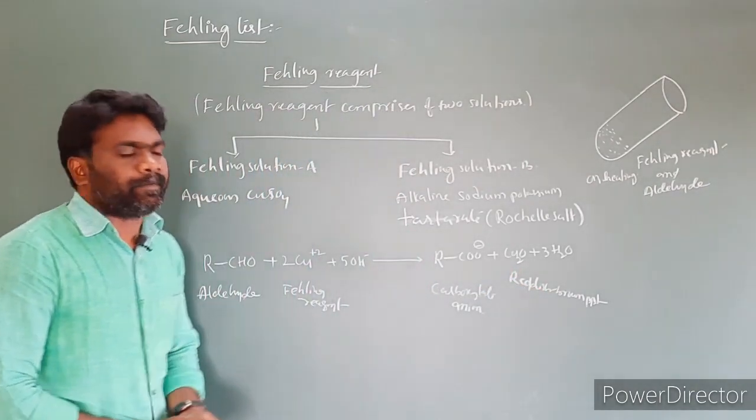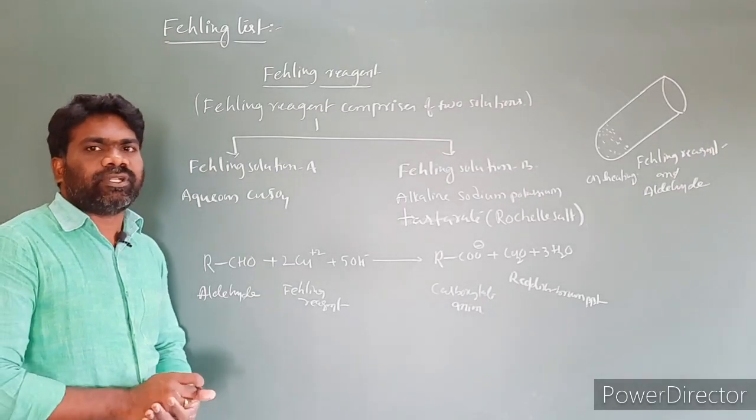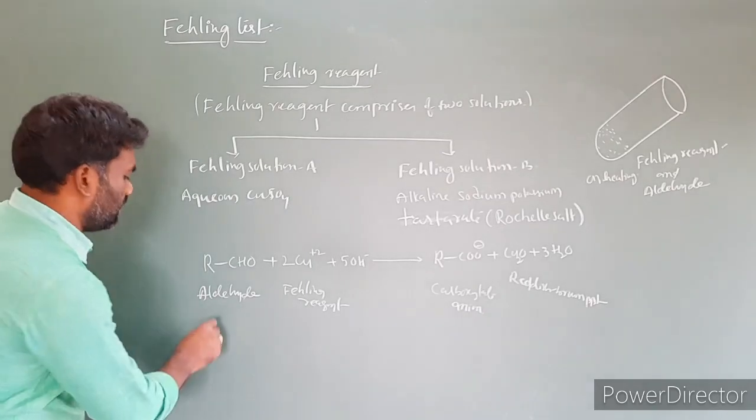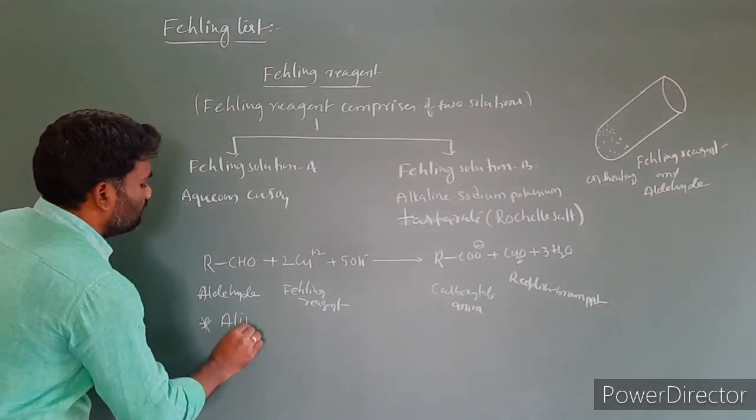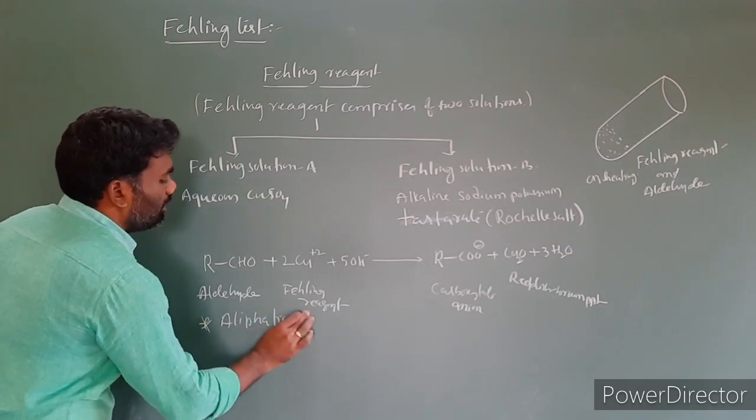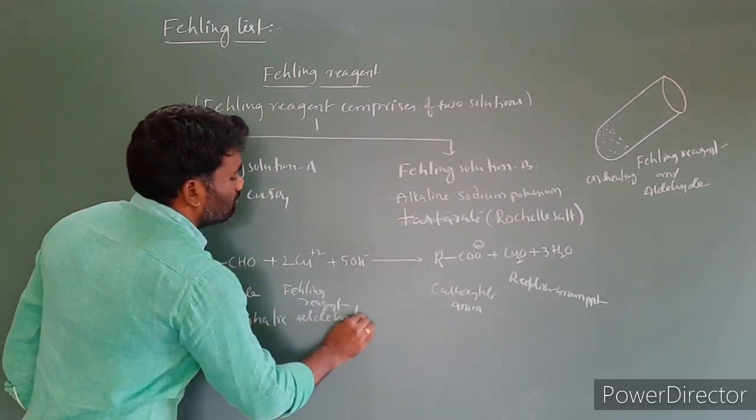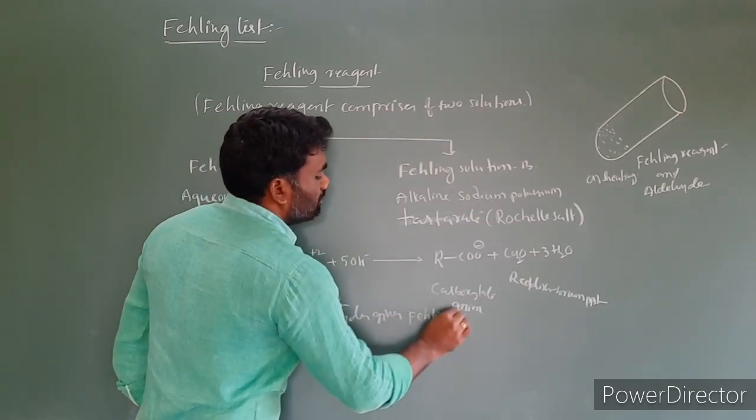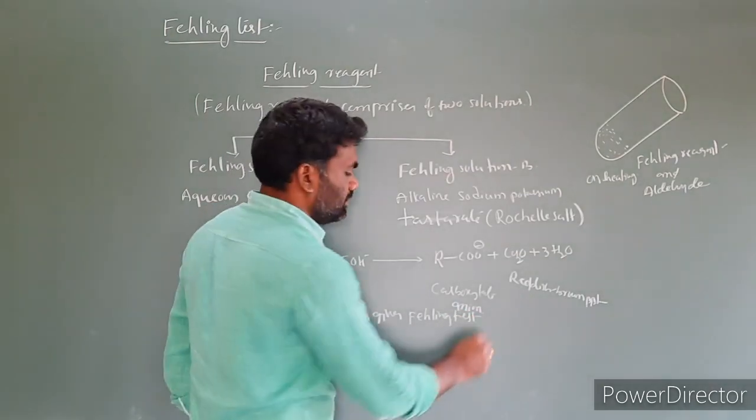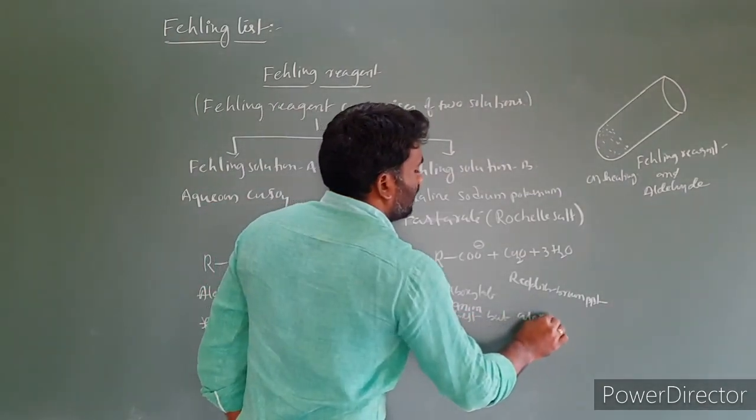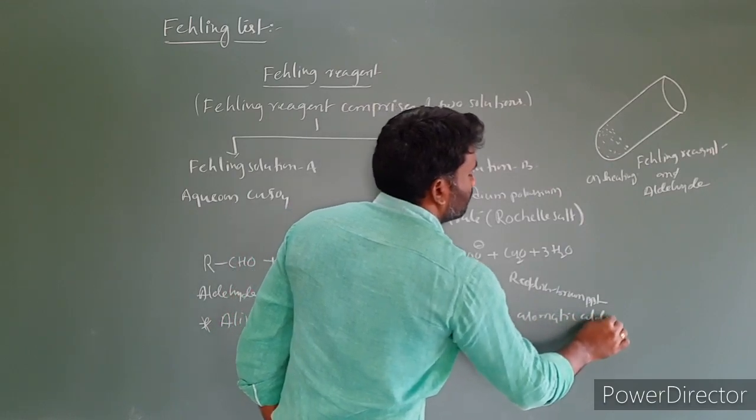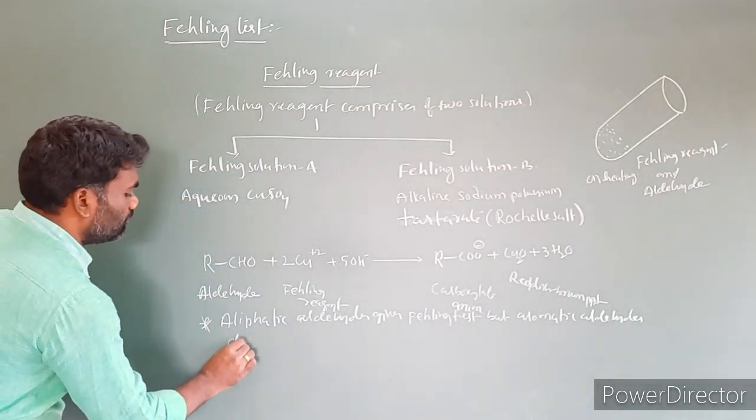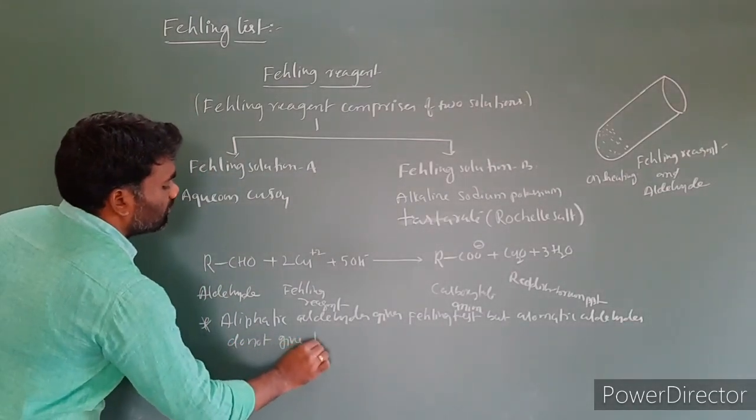An important point here: aliphatic aldehydes will give Fehling's test, but aromatic aldehydes do not give Fehling's test. Write the point. Aliphatic aldehydes give Fehling's test, but aromatic aldehydes do not give Fehling's test.